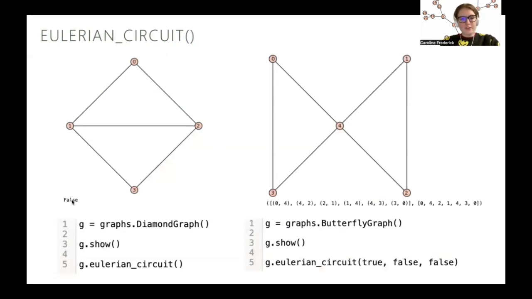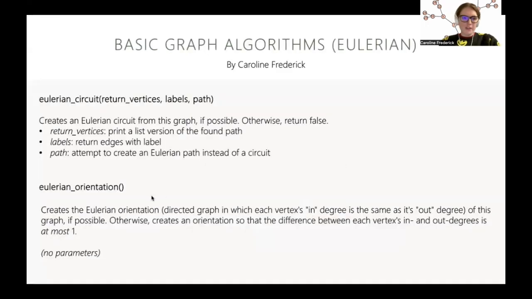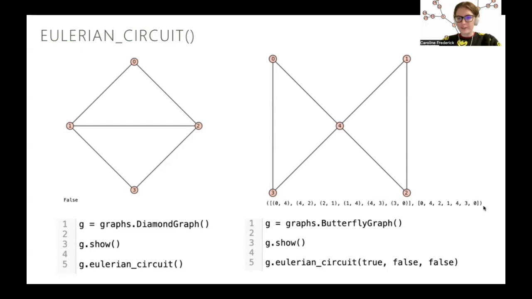I ran it on a diamond graph, and as you see, we get false. And over here on the butterfly graph, we run it, and let's go back here. You can see I set return vertices to true, which prints a list version of the found path. And that's actually right here. And of course, it did find a circuit.